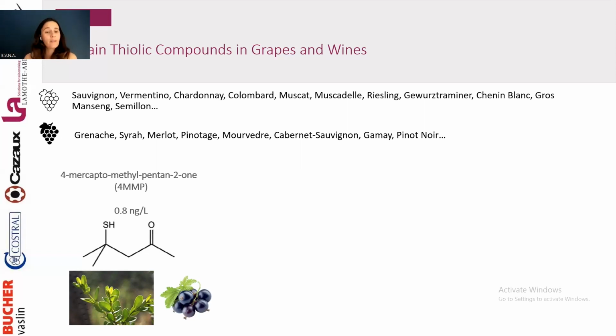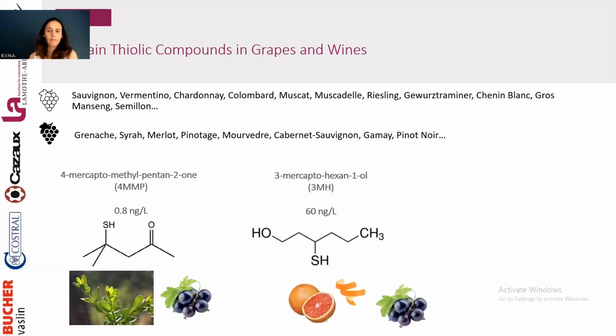The threshold of this compound is 0.8 nanogram per liter, so very low. So it means that really a mini drop of this compound, imagine a mini drop in a big swimming pool, will already make the swimming pool smell like it. So we are talking about minor concentrations.